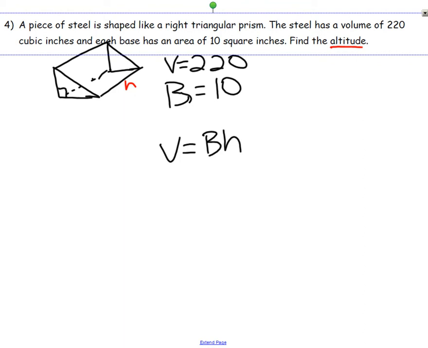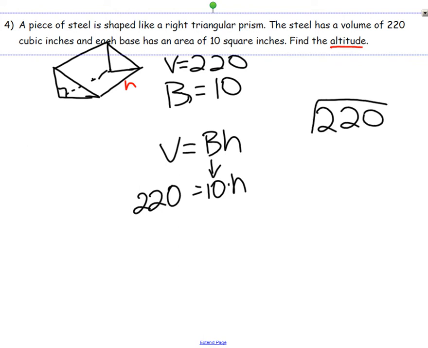What do we know? We know the area of the base is 10. What else do we know? We know volume is 220. So would we work backwards and divide it? Yes. So we have 10 times some number equals 220. How can we get our height? Instead of multiplying, we work backwards. We say, what is 220 divided by 10? And we just get 22. So the height is 22 inches.